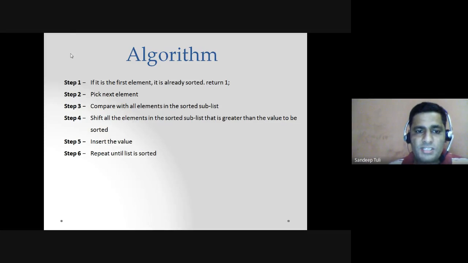Okay. So this is the step-by-step procedure for insertion sort. If it is the first element, it is always sorted, and we need to return. Pick the next element, compare it with all the elements in the sorted sublist, then shift all the elements in the sorted sublist that are greater than the value to be sorted. Now insert the value, and all this needs to be repeated until the list is sorted. So is there any doubt now?